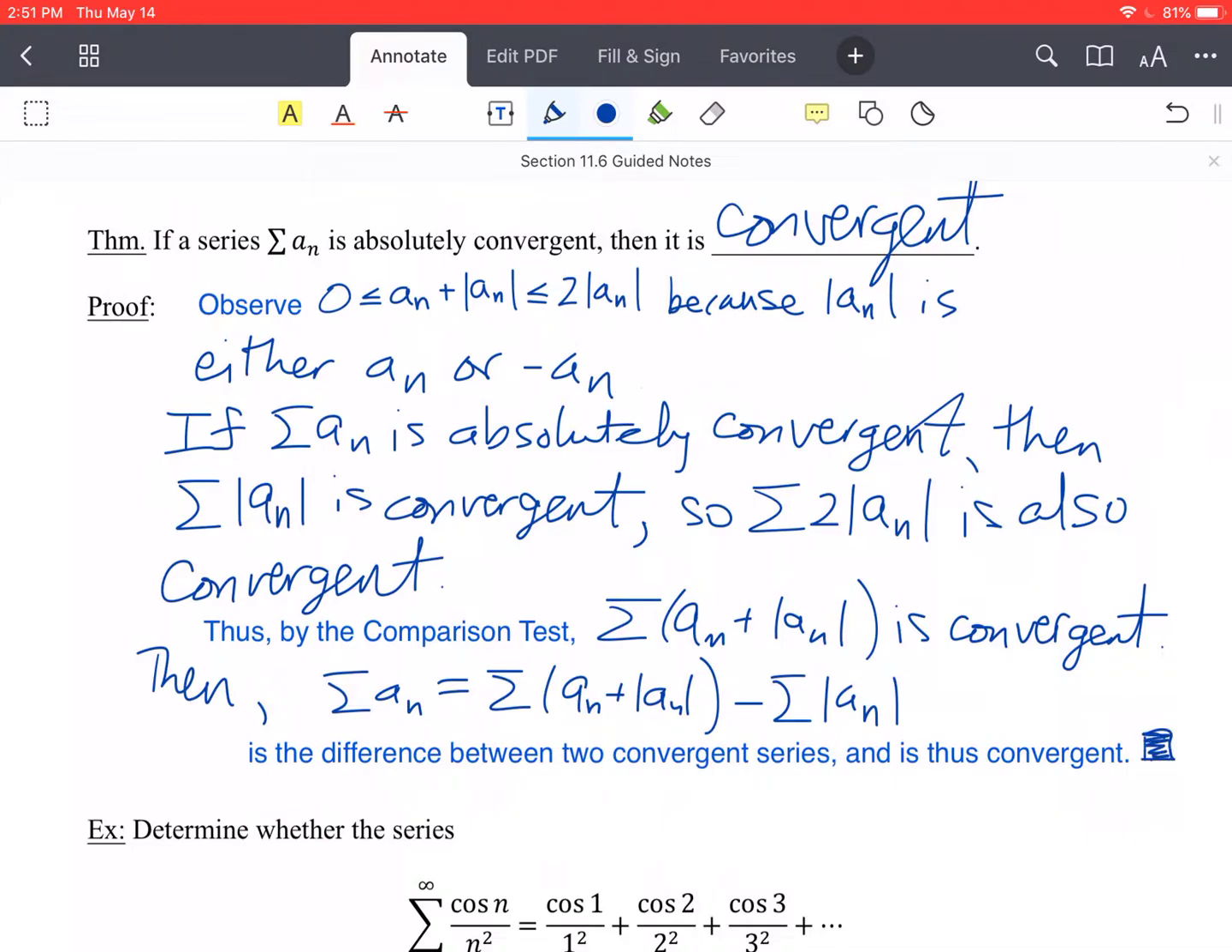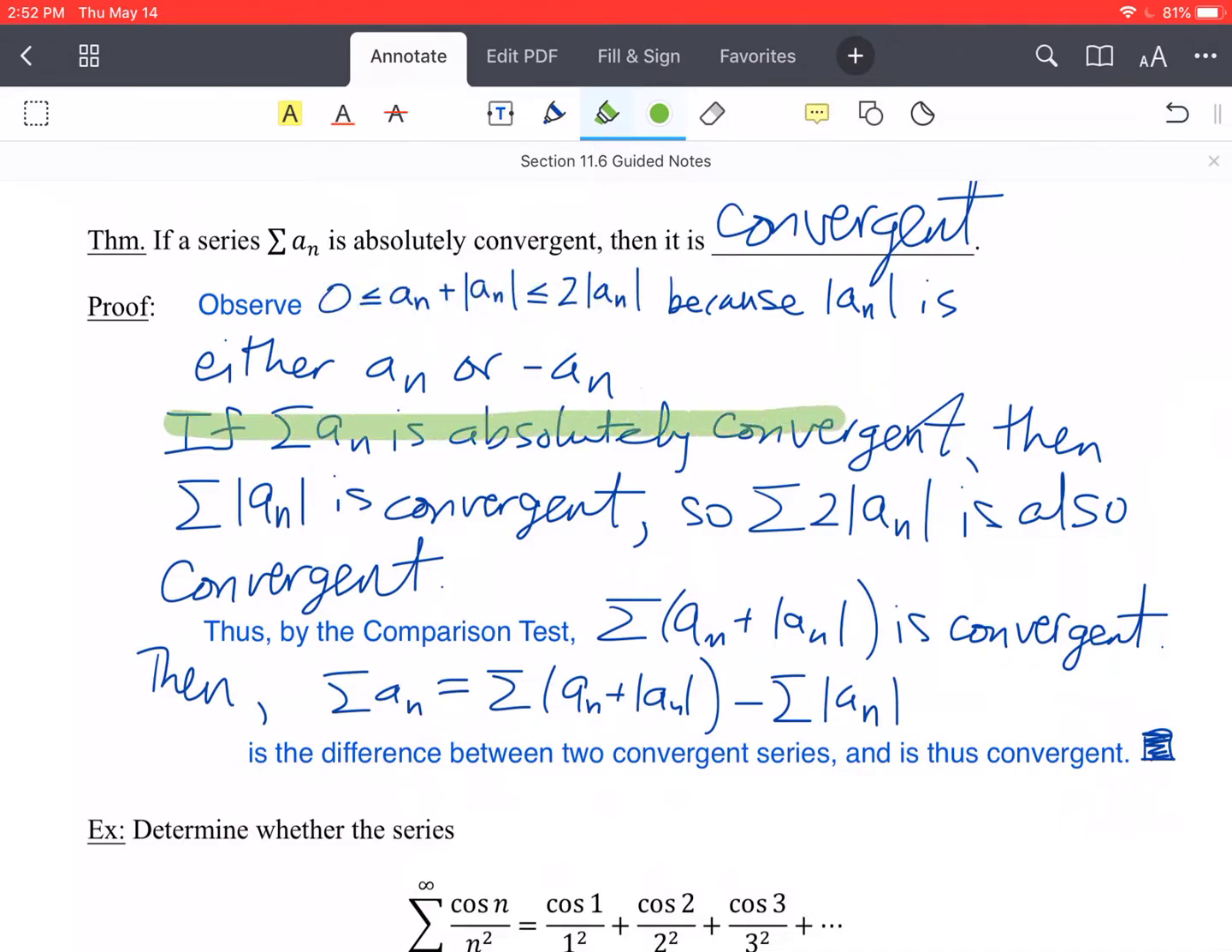So just signify that. Okay, so let's just run through this really quickly one more time all together here. So observe that because the absolute value is either the same as the series or its exact opposite, that means that the sum of the two must be greater than or equal to 0 and less than or equal to double what the absolute value is, right? The positive one.